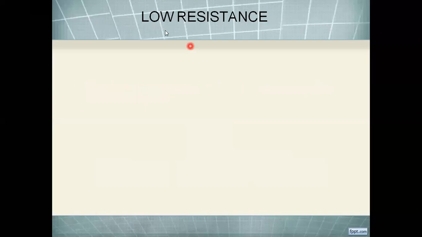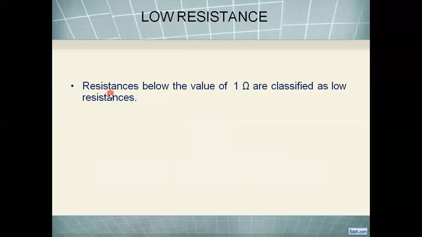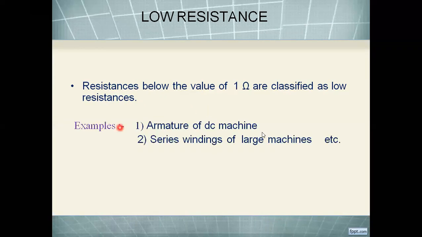First one is the low resistance. The resistances below the value of 1 ohm are classified as low resistances, which means the resistances which are less than 1 ohm come under low resistance. Examples: the armature of a DC machine has very low resistance, and the series winding of large machines also has very little resistance, less than 1 ohm. So they all are considered low resistances.